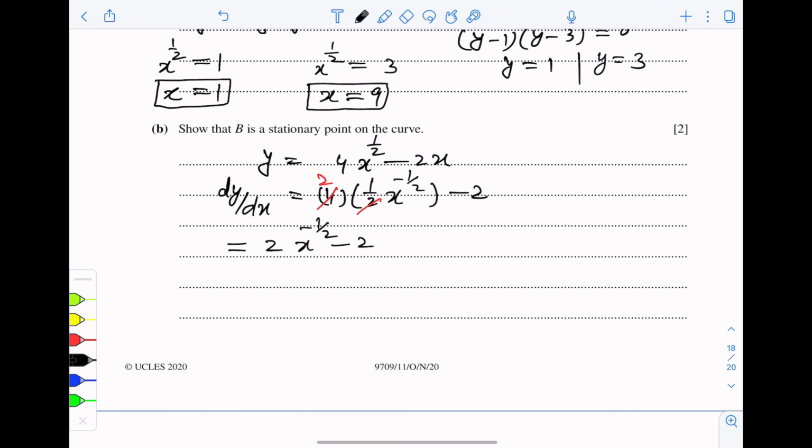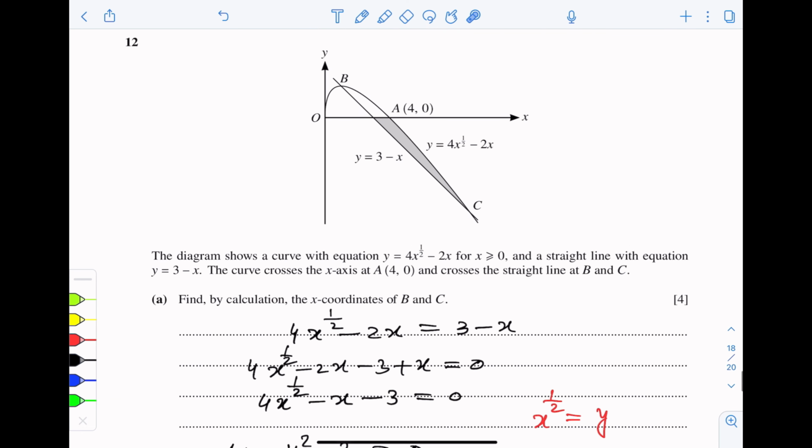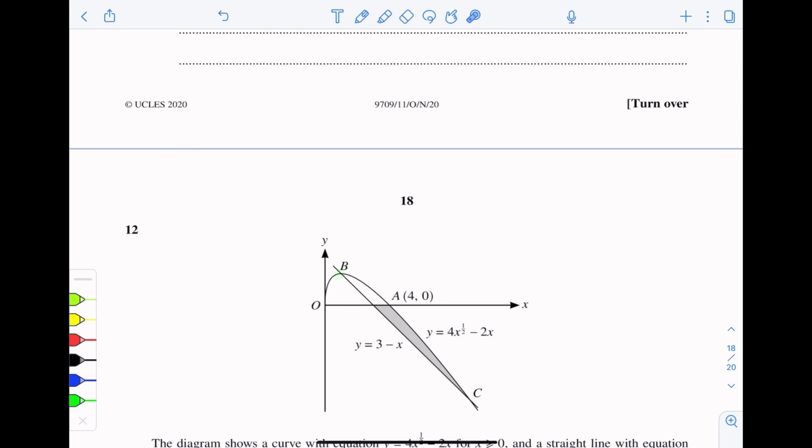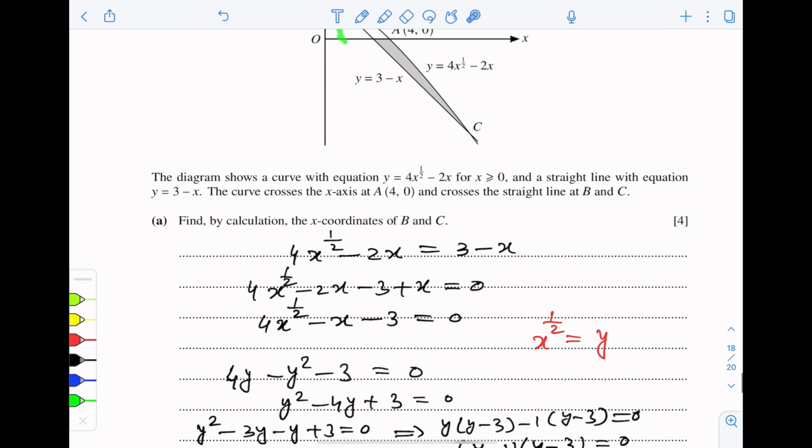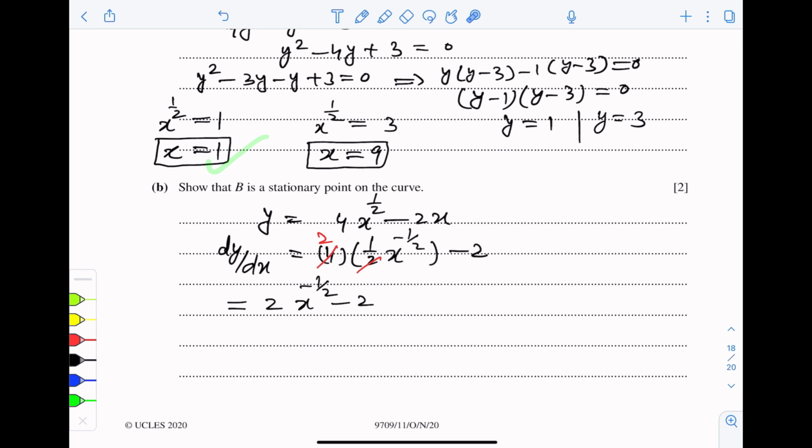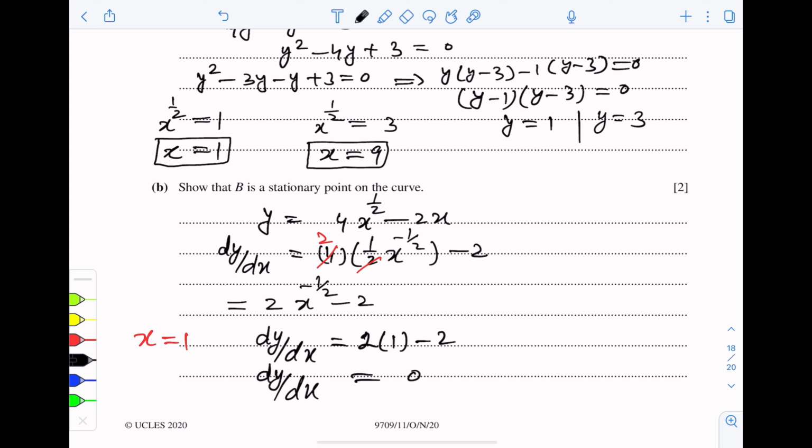We have found the gradient, and it is 0 at which point? At x is equal to 1, because we have found the x coordinate at B to be 1. So now we will put x is equal to 1 here, then the gradient dy over dx is 2 into 1 minus 2, that becomes 0. This shows that gradient is 0. This is justified that the B point is the stationary point because its gradient is 0.